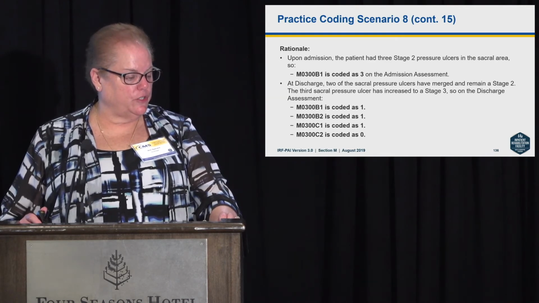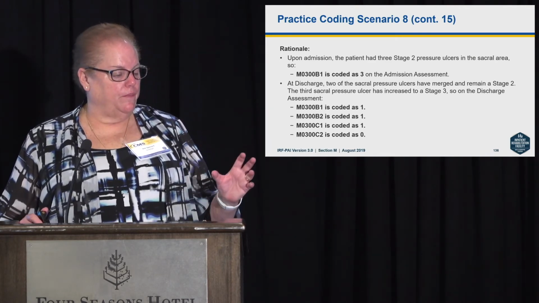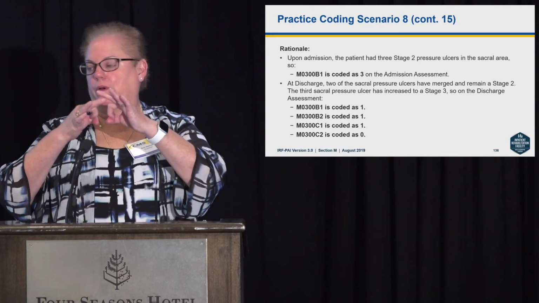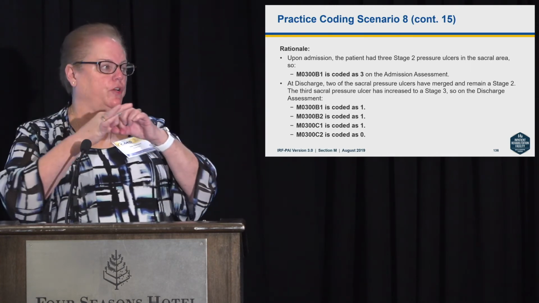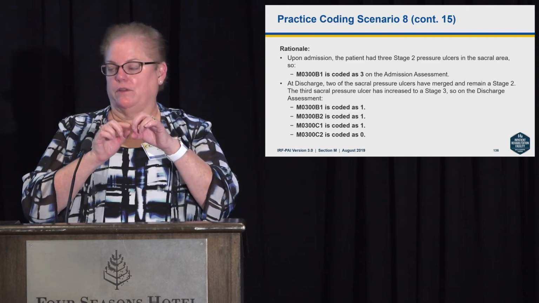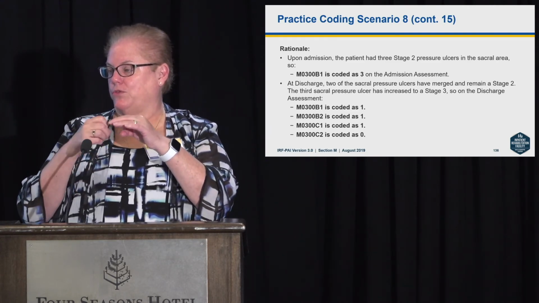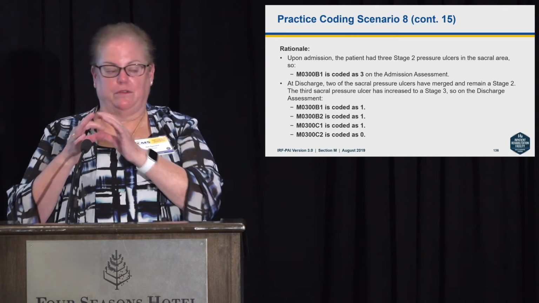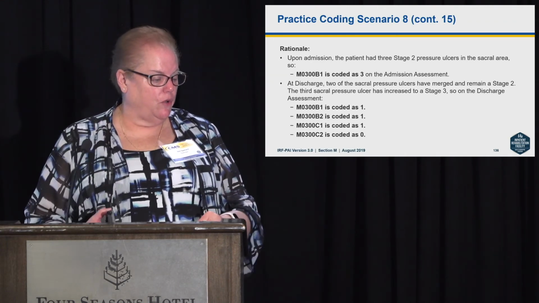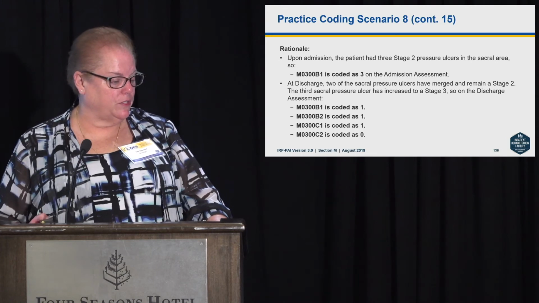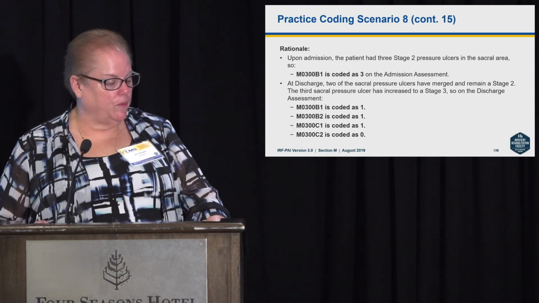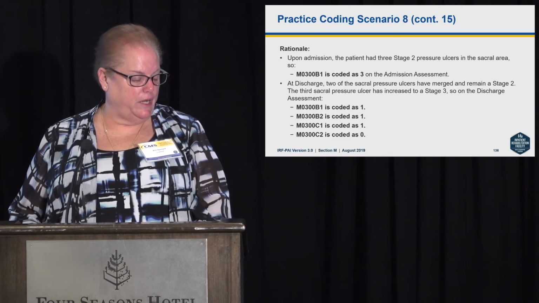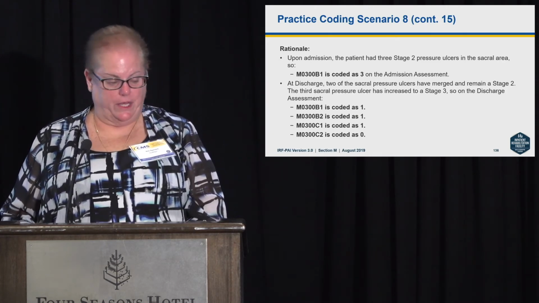So on discharge assessment, the 2 stage 2 pressure ulcers must have been right near each other, and sometimes they have a little bit of a skin bridge, and when that bridge goes away, they just become one ulcer, okay? It's at the same stage there. So M0300B1 is coded as a 1, M0300C1 is coded as a 1, and M0300C2 is coded as a 0.